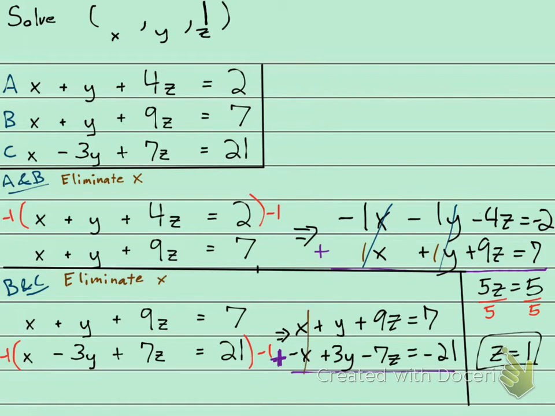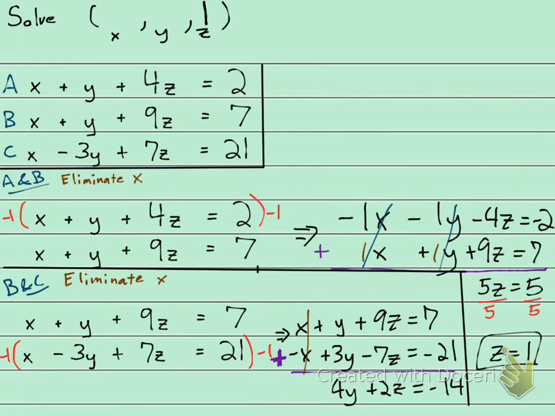x minus x will cancel out. y plus 3y is 4y. 9z minus 7z is plus 2z, equals 7 plus a negative 21, which is negative 14. Now I have this equation here. I have a y, which I don't know, and a z, and guess what? I know the z. If I plug that z in, I should be able to figure out what y is.